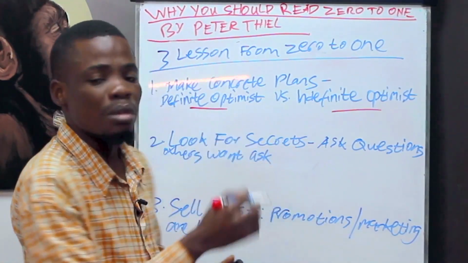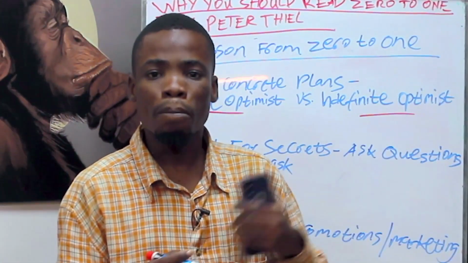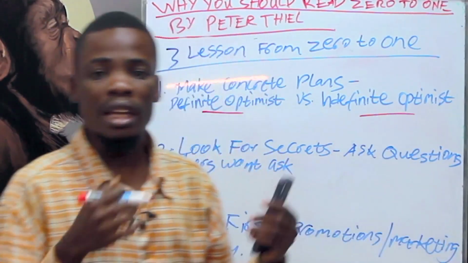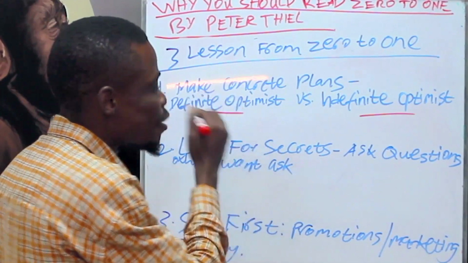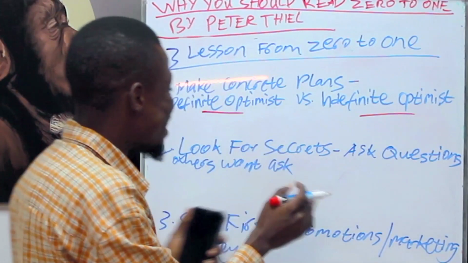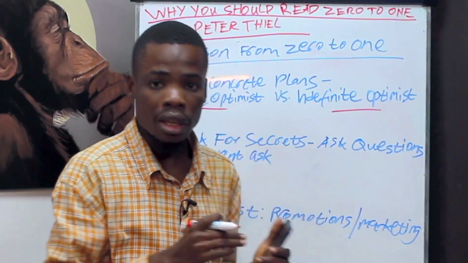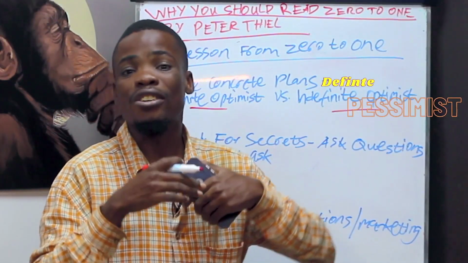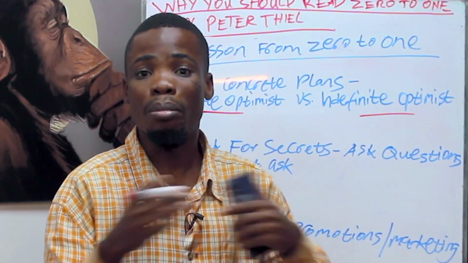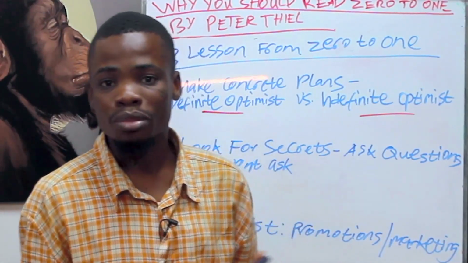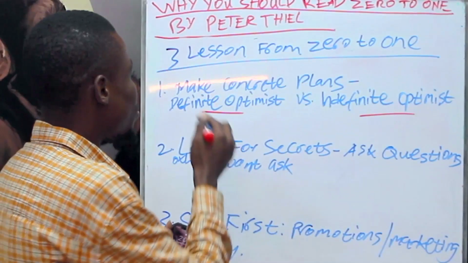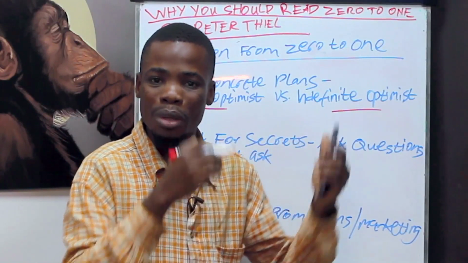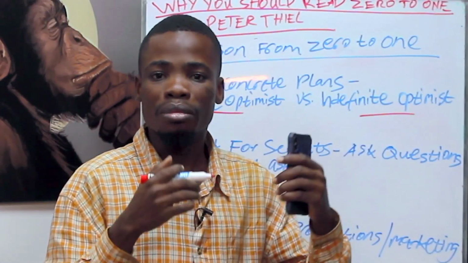But a definite optimist is someone that knows the future will be good, but he consistently makes plans and works towards it. Peter Thiel says we should be the definite optimist. That the definite optimist is the place you want to be. He also talked about the indefinite pessimist and the definite pessimist, people that don't see anything good in the future, that the future is going to be bleak, the future is going to be completely bad. So you want to be a definite optimist, someone that knows the future will be okay, but then makes concrete plans to get to that future.